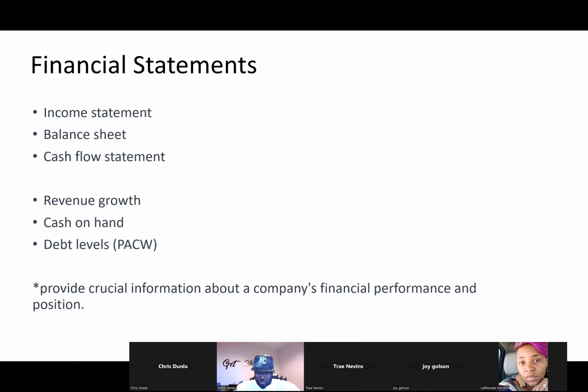And the last one is the debt levels. We want to make sure the company isn't too burdened with debt, because if debt ever gets called and they don't have anything to cover, it's going to crumble the company. I put PACW right here.